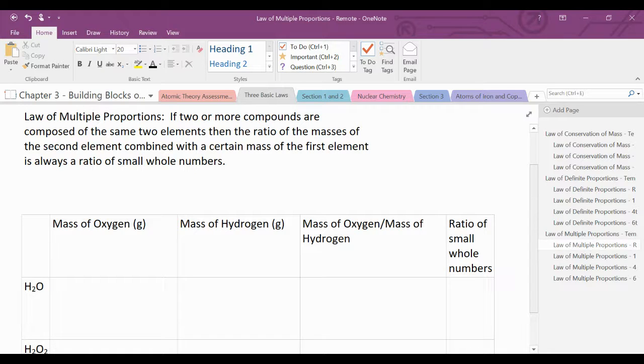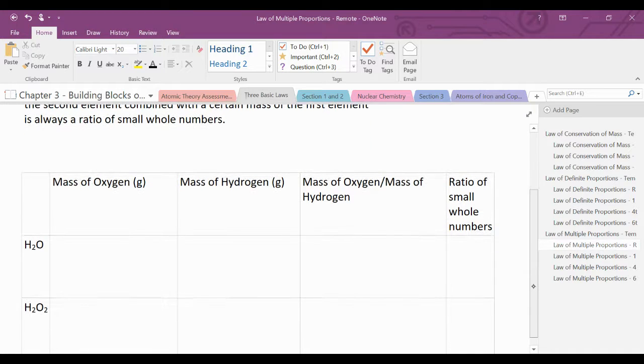And it tells me that the ratio of the masses of the second element, which in this case is going to be oxygen, combined with a certain mass of the first element, which is going to be hydrogen. So in other words, the two elements that are in both compounds have to be exactly the same. That ratio of the masses is always going to be a small whole number ratio. Okay. All right, so let me see if I can't put it in mathematical terms for you.